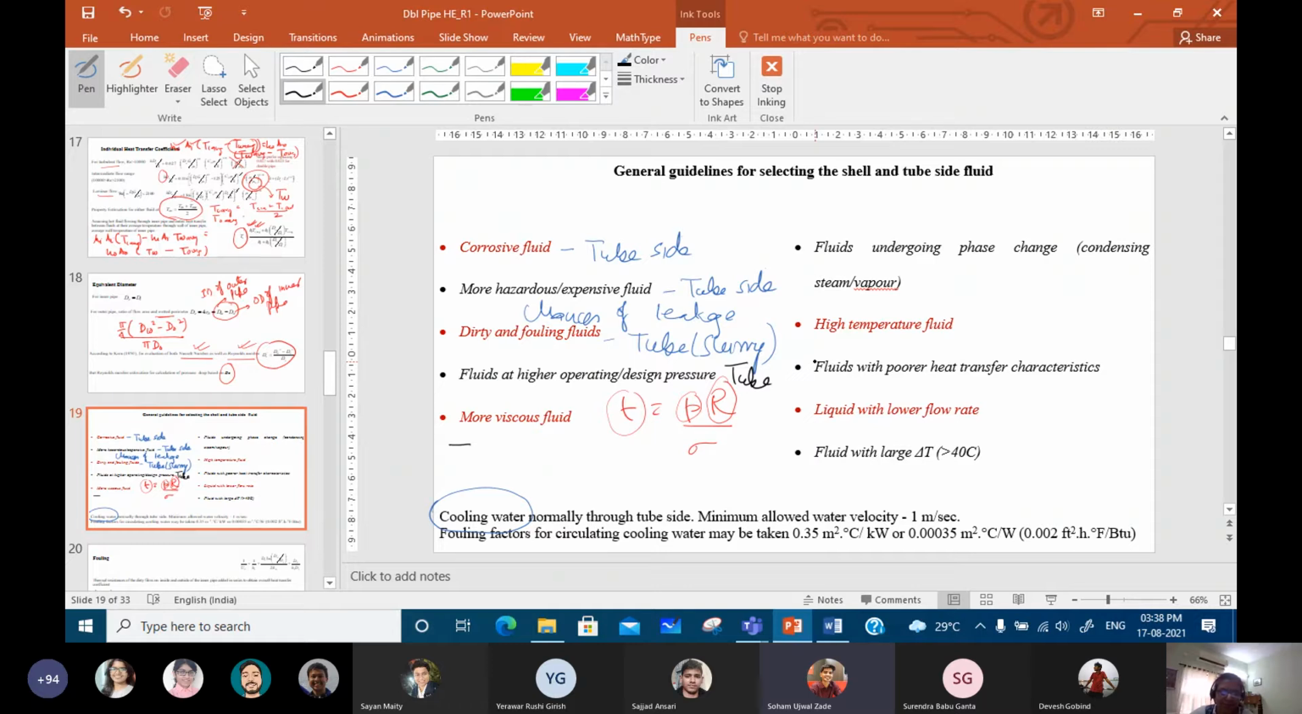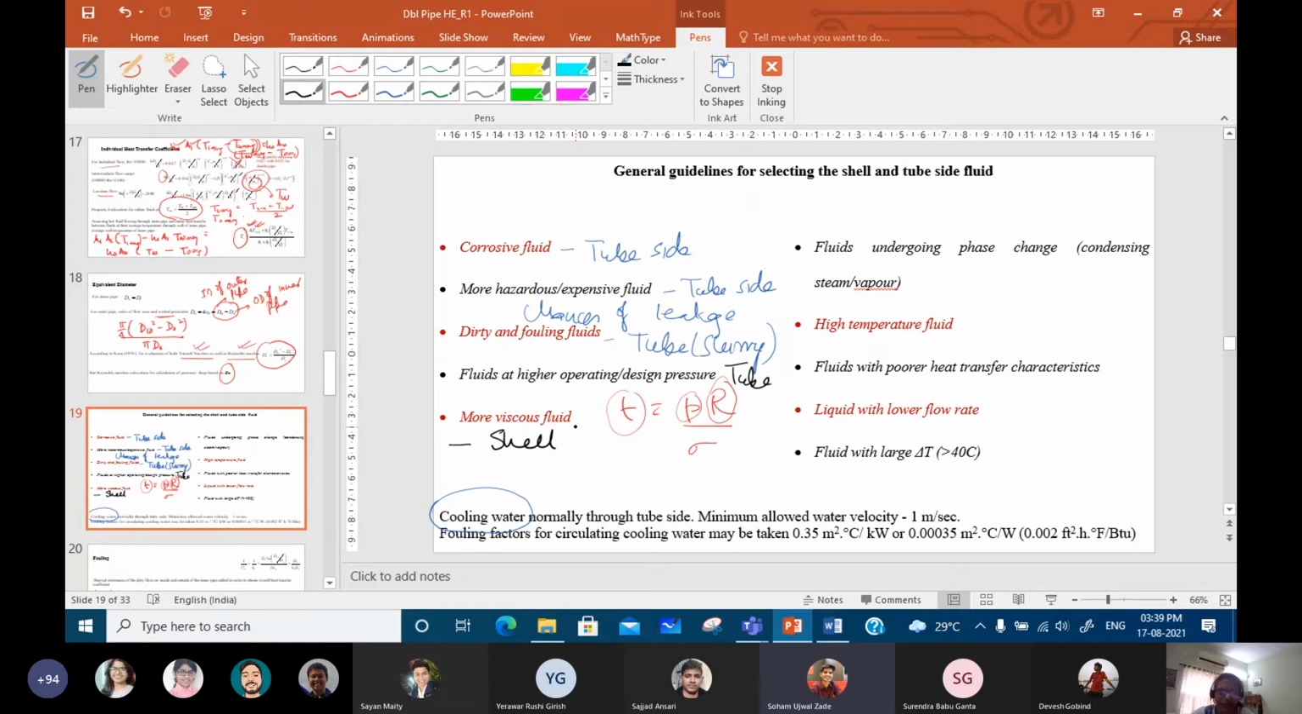So it would be easier, that is definitely one thing. But I fully agree with you that if you send it to the shell side, and in that case it has a lower heat transfer coefficient, we can also introduce fins on that so that we can increase the effective area and the heat transfer goes on. I think that was your logic, isn't it?